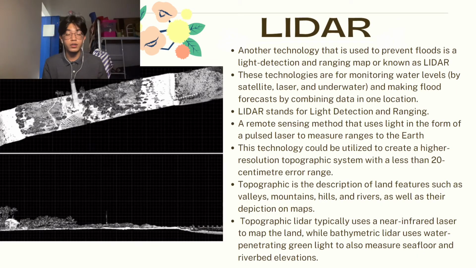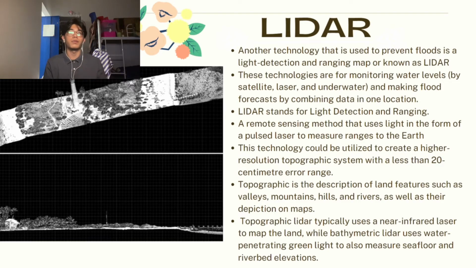Next, for the next technology that can be used is LIDAR. Another technology that is used to prevent floods is a light detection and ranging map, or known as LIDAR. This technology is for monitoring water levels by satellite, laser and underwater, and making flood forecasts by combining data in one location.